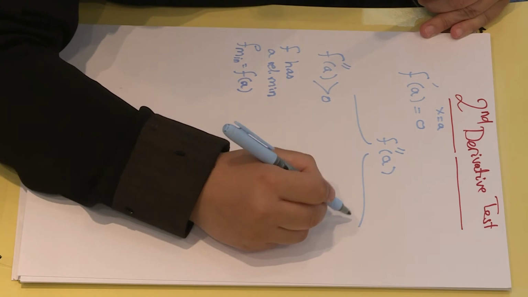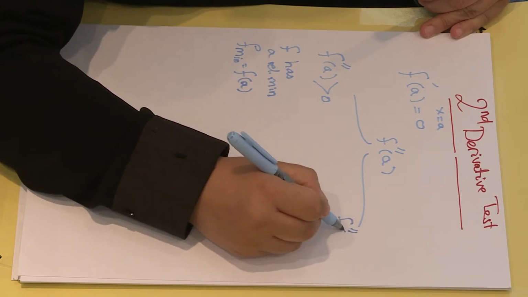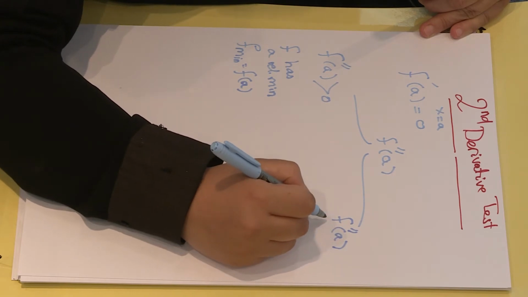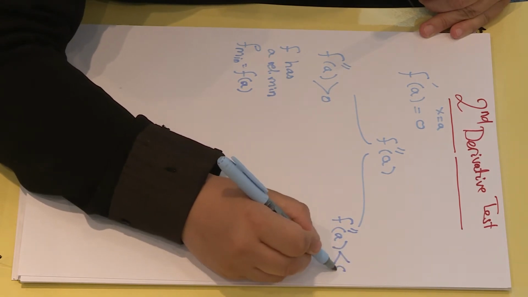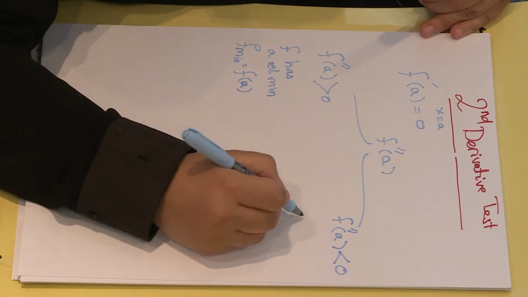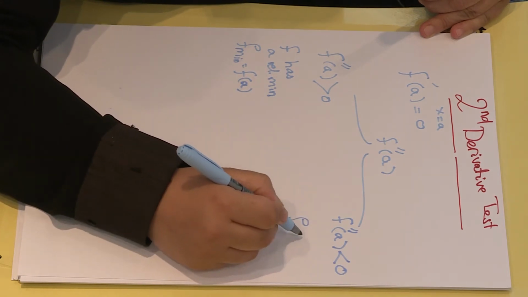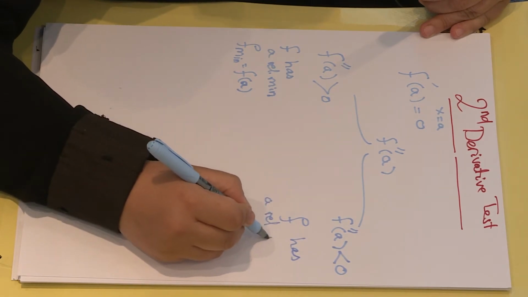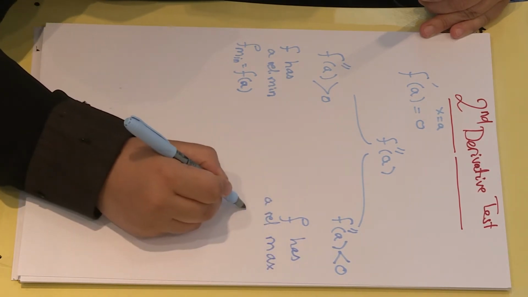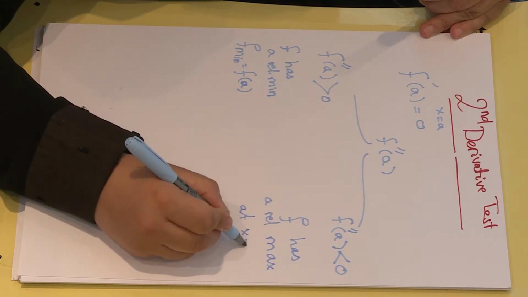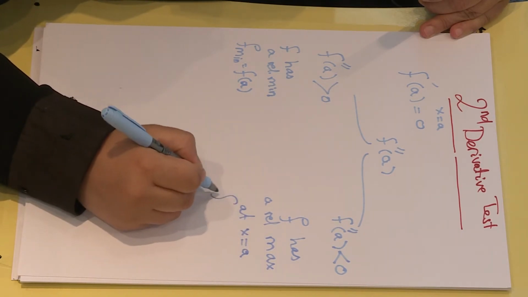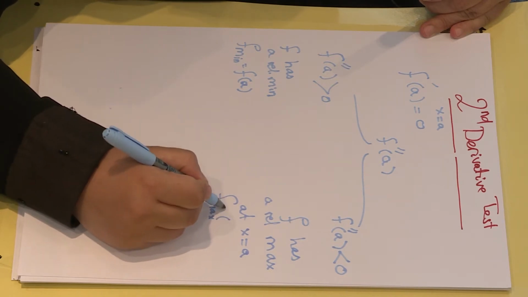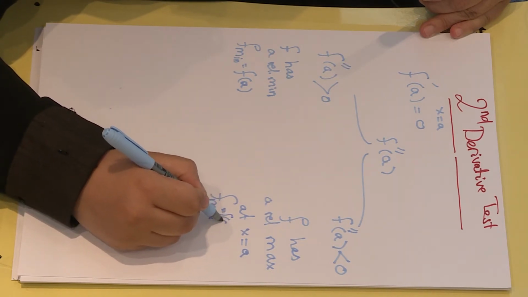The other case, if the second derivative at the point x equals a is less than 0. In such case, we say that the function f has a relative maximum at x equal to a. And we find the maximum of the function is equal to f of a.